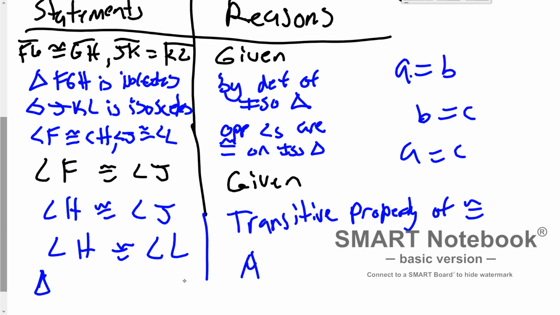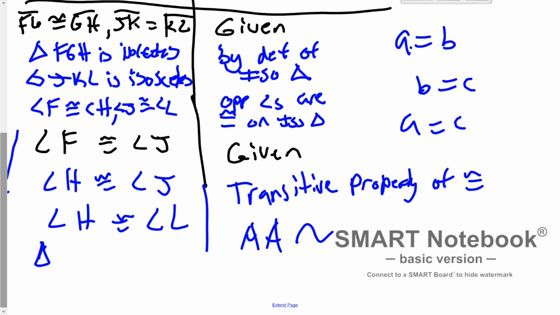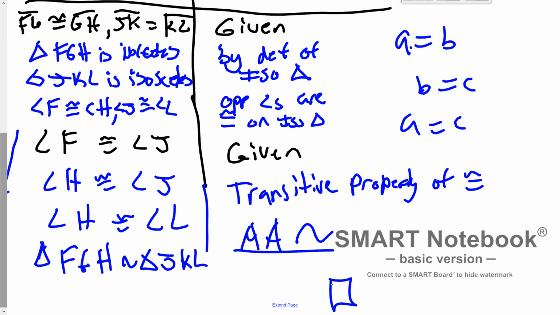Now I have two angles that are congruent, so angle-angle similarity. If I look back, H and J, and F and L. So I have my two angles. So triangle FGH is similar to triangle JKL, and that's what I was trying to prove, by angle-angle similarity. So therefore, I'm all done. Okay, so those are kind of tough.